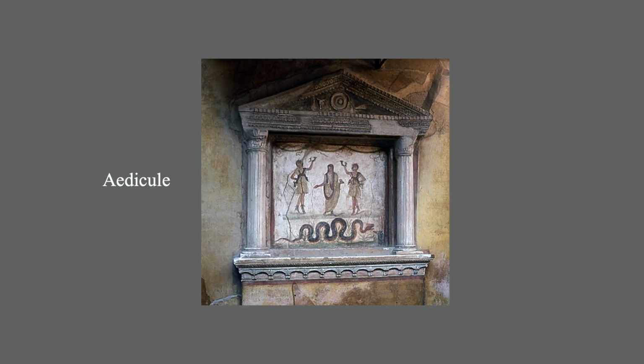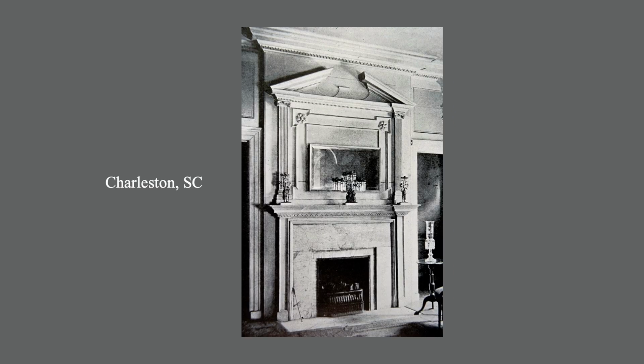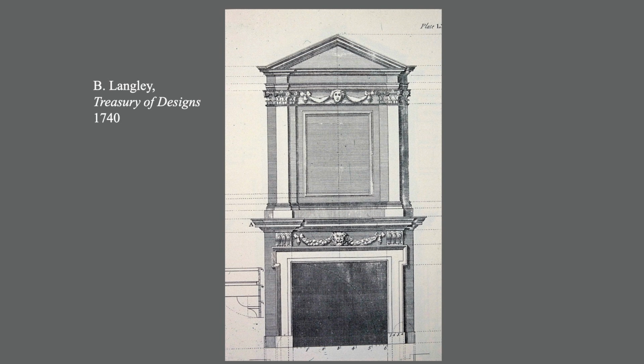I want now to return to the aedicule to make a point about another interior architectural feature. As we see in this historic photograph of an 18th century Charleston chimney piece, the overmantel is in the form of an aedicule, that is, two pilasters supporting a pediment, in this case a broken pediment. This type of chimney piece, consisting of an aedicule form above the mantel, was inspired by illustrations in pattern books such as Batty Langley's Treasury of Designs.